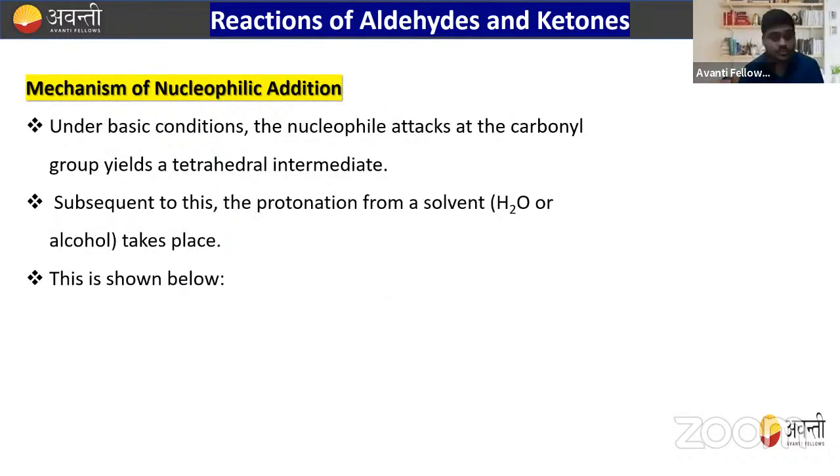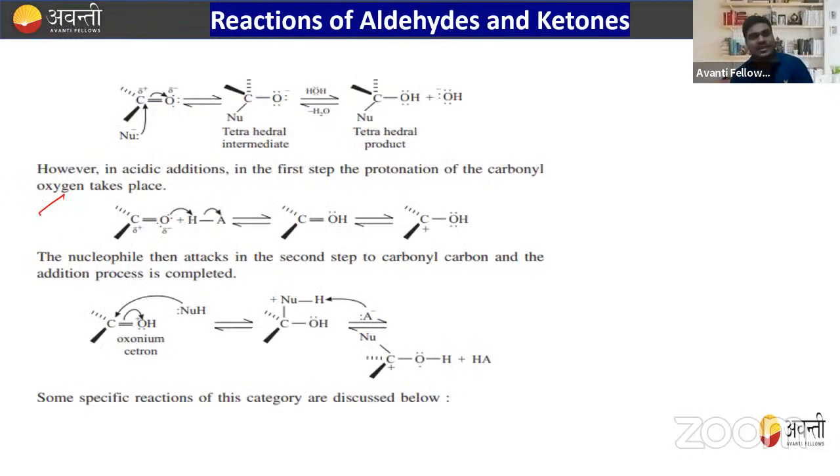So what is the mechanism? Under basic conditions, the nucleophile attacks the carbonyl group to give a tetrahedral intermediate. Subsequent to this, protonation from the solvent, H2O or alcohol, takes place. This is shown below. Here we can observe that the nucleophile attacks this carbon having positive charge, so the tetrahedral intermediate will be formed. This oxygen becomes negatively charged after gaining electrons from this double bond. Now this is the tetrahedral product. So what will happen here? This negative charge, here removal of an H will take place. So from where will this H be removed?